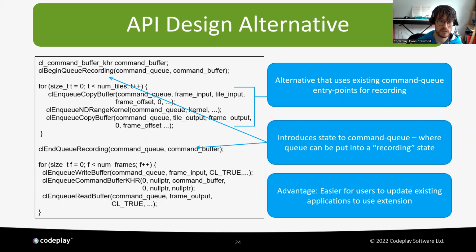So I've created a hybrid proposal from those earlier discussions here to illustrate that in pseudocode. Essentially, we put the queue into a recording state where we can record the regular commands between begin and end recording. The advantage of this is that it's much easier for users to update their application to use this extension, as there are fewer new entry points to use.